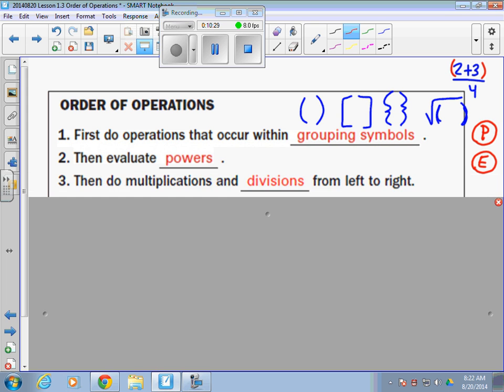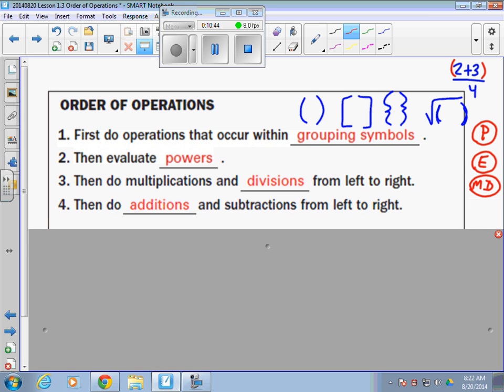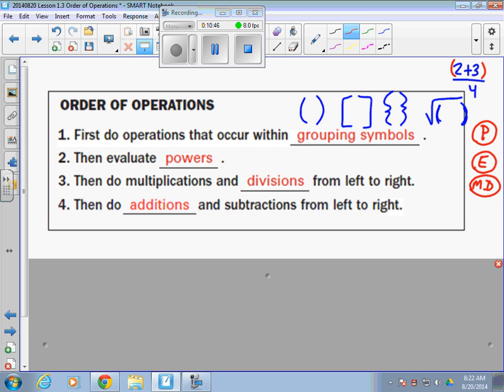The next one is multiplication and division. M and D. Do not skip over D to do M. They're always together. From left to right, multiplications and divisions. And then finally, the last step is additions and subtractions, or AS, from left to right. Do not skip over subtraction to do addition.